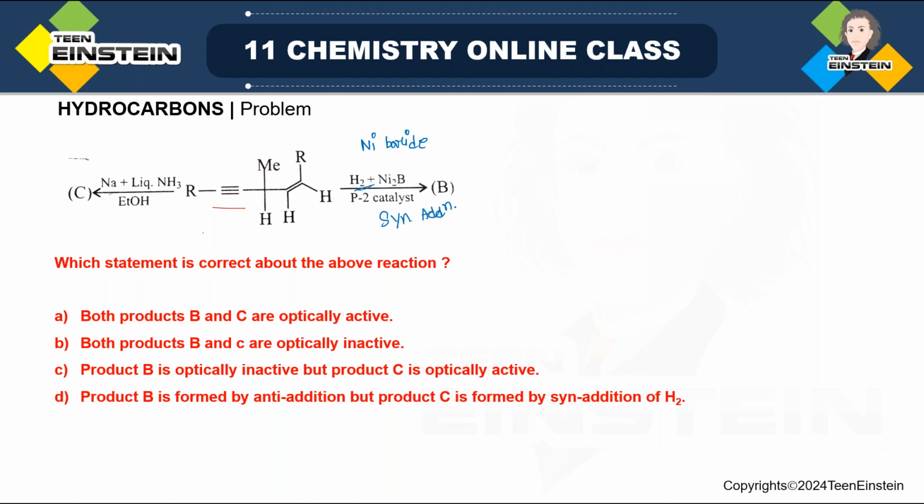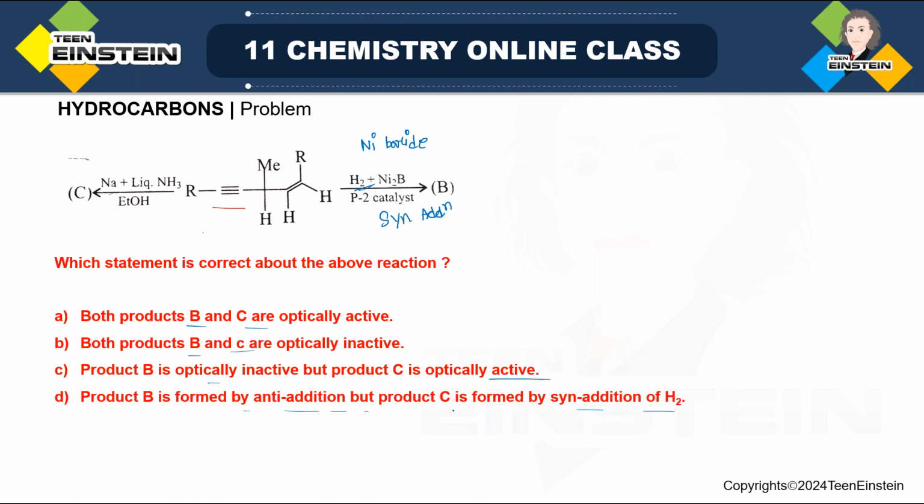Now which statement is correct about the above reaction? The first option says that both are optically active. The second option says that both are inactive. C says B active, B inactive, C active. And product B is formed by anti-addition. Product C is formed by syn addition of H2. Right?